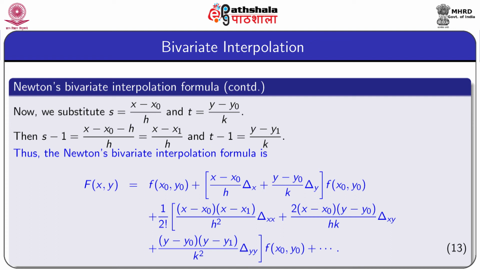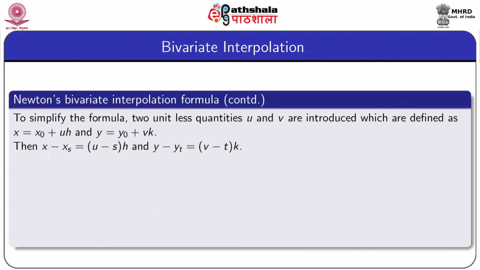But using suitable variables, this expression can also be simplified into a simple form, which is discussed in the next slide. To simplify this formula, we use two unitless quantities u and v, which are defined by x equal to x0 plus uh and y equal to y0 plus vk. Therefore, x minus xs equals u minus s whole into h and y minus yt equals v minus t into k.